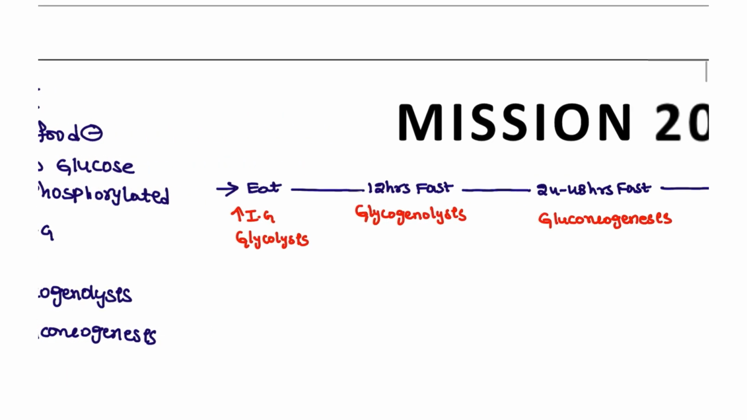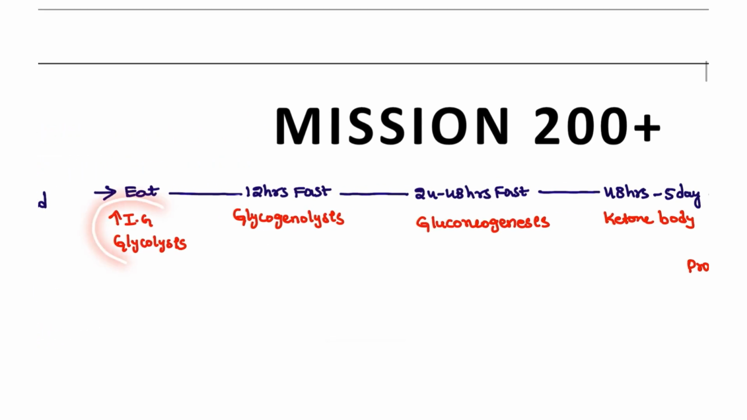How does it work? Immediately when you eat, glycolysis occurs for ATP production. For example, let's say one whole night you didn't eat anything. In the morning you are going to break down the glycogen, glycogenolysis. After 24 to 48 hours, what happens? Gluconeogenesis. Non-glucose products are going to be converted to glucose.